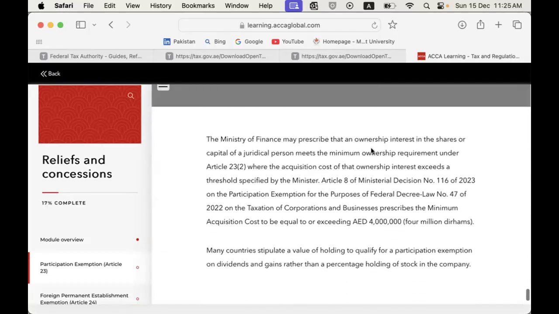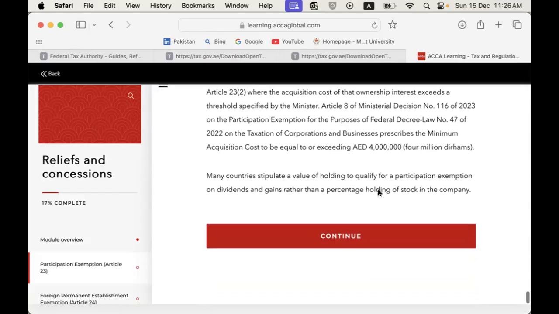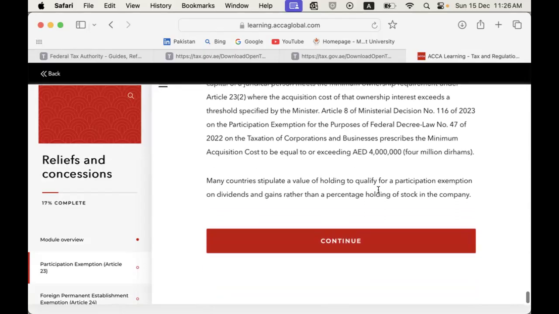The Ministry of Finance may prescribe that an ownership interest in the shares or capital of a juridical person meet the minimum ownership requirement where the acquisition cost of that ownership interest exceeds the threshold specified in this decision, Decision 116 of 2023, and that was later on identified as at least 4 million dirhams. Okay, so that point I have already discussed with you. Are there any questions or feedback or discussion points until now?